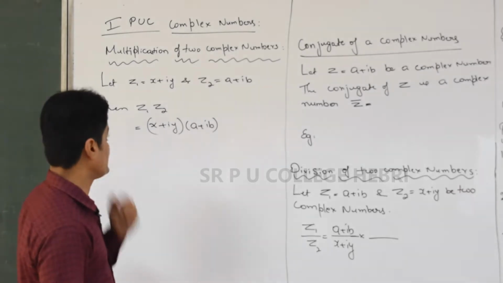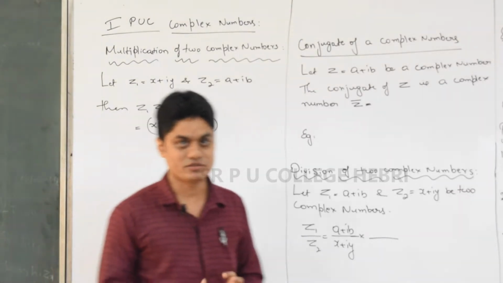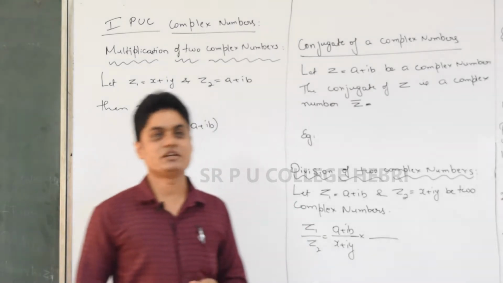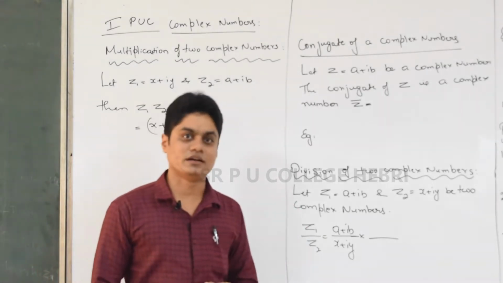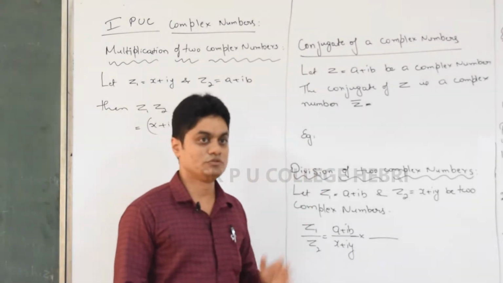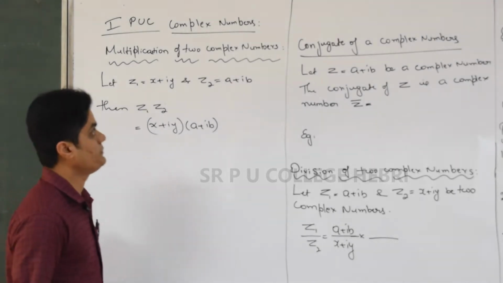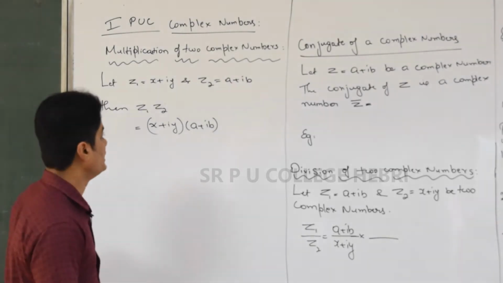In the last class we started to learn the algebra of complex numbers, and we already studied addition and subtraction. Today we are going to learn the next algebra of complex numbers: multiplication and division. To learn division we need the conjugate. So first, multiplication of two complex numbers.